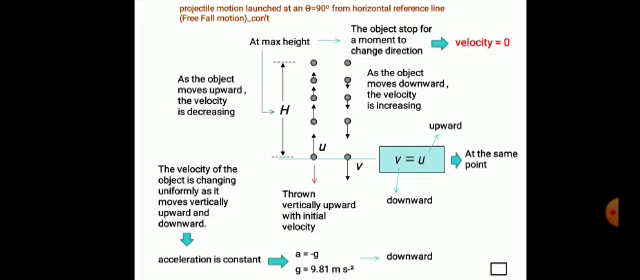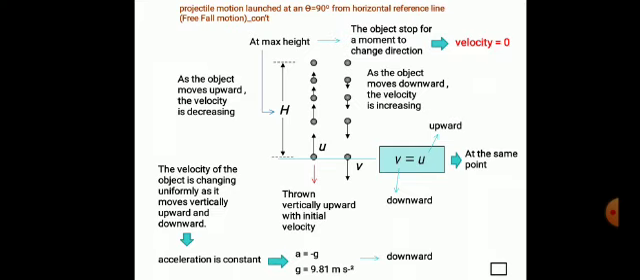So the velocity is increasing. Since the velocity is increasing, the acceleration along the y component is also present, which is equal to minus 9.81 meters per second squared. So these two parts are the explanation for the free-falling body motion going up and going down.